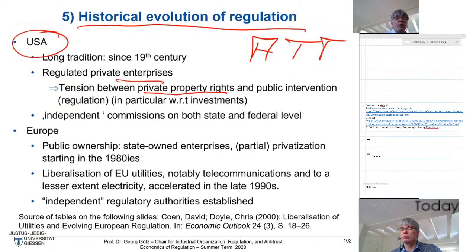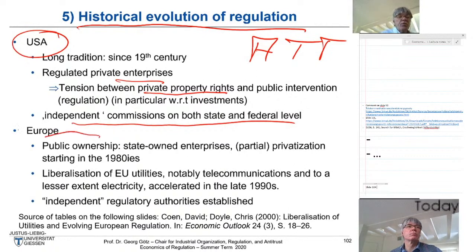In order to regulate that, you had so-called independent commissions on both the state and the federal levels. On the state levels, these were the Public Utilities Commissions, the PUCs, or the Public Service Commissions, the PSCs. You once in a while see that again. And there are also other regulatory commissions, and you have the FTC, the Federal Trade Commission, and the FCC, the Federal Communications Commission, which would be the regulator for telecoms and so on.